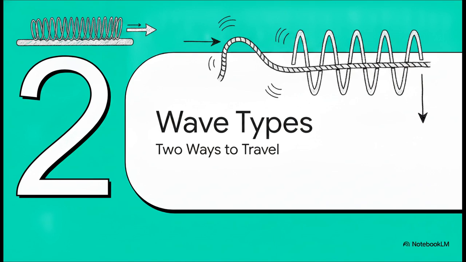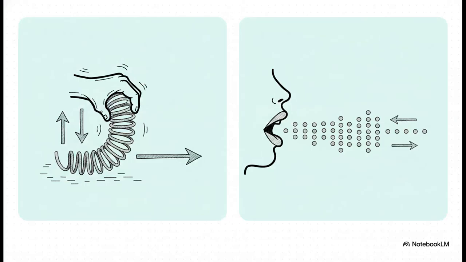Moving right along to section 2, transverse versus longitudinal. There is a really cool distinction here. If you're shaking a toy spring up and down, you're making a transverse wave. But if you're speaking, your vocal cords are actually pushing air back and forth to make a longitudinal sound wave.